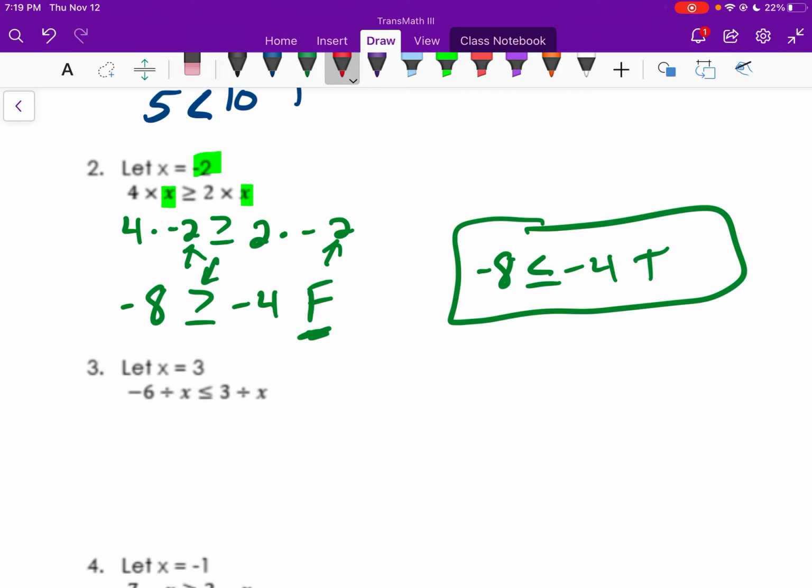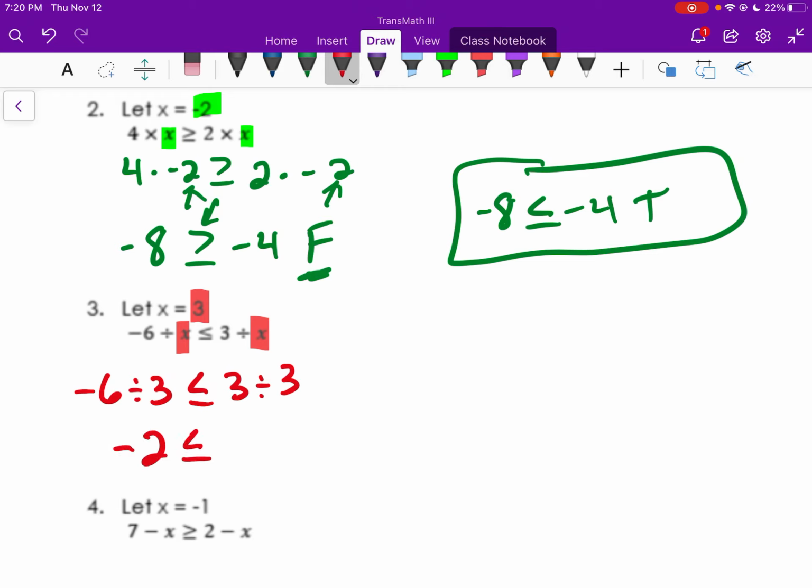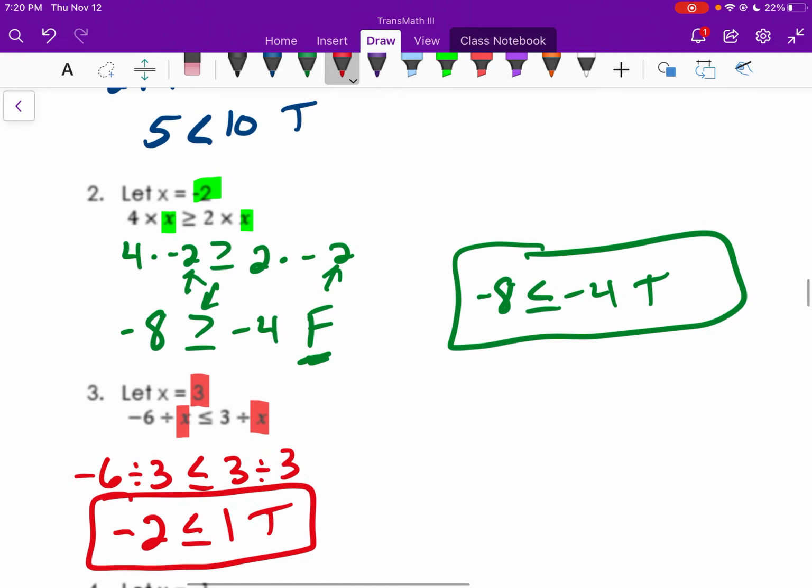All right, so number 3 there, you got x is equal to 3. So we're going to put 3 in for x. We got negative 6 divided by 3 is less than or equal to 3 divided by 3. Now, we divided by a positive value. Okay, so in this case, we don't need to worry about flipping our sign. Negative 6 divided by 3 is negative 2, is less than or equal to 3 divided by 3, which is 1, which is a true statement.